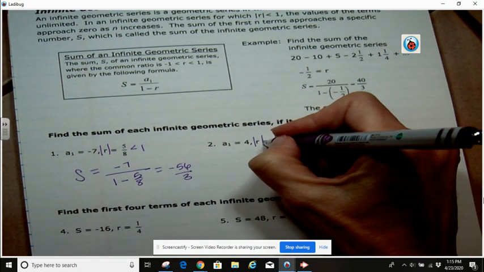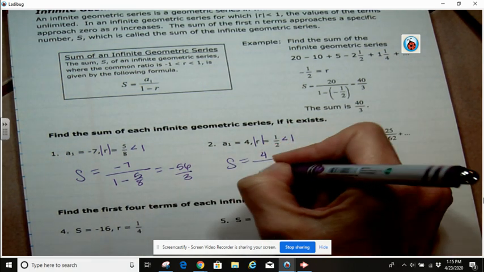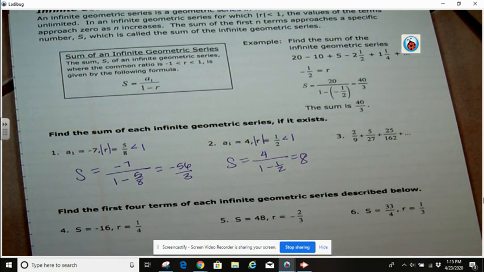Here, the absolute value of r, again, is less than 1, so we keep going. S equals a sub 1 over 1 minus r, and our answer is 8. In number 3, we have to figure out what r is. So if you don't know what r is, and you can't tell just by looking, you can always take any term and divide by the previous term. Okay? With arithmetic, take any term and subtract the previous term. That will give you the common difference. With geometric, any term divided by the previous term, and that will give you the common ratio.